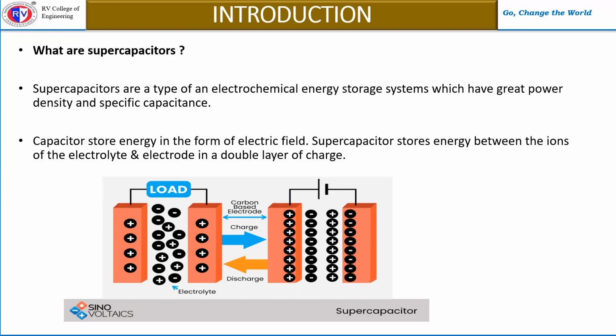Unlike conventional batteries that rely on chemical reactions, supercapacitors store energy electrostatically on the surface of electrodes, leading to several distinct features. A capacitor stores energy in the form of an electric field, whereas a supercapacitor stores energy between the ions of the electrolyte and the electrode in the double layer of charge. Next slide.